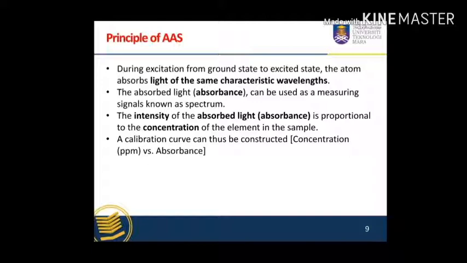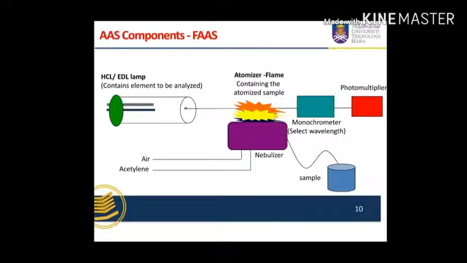For example, we want to measure the concentration of plumbum in water. The metal vapor from the plumbum absorbs the plumbum light and produces an intensity of absorbance equal to the concentration of plumbum in water. So by using a standard solution, we can construct a calibration curve. Then the unknown sample can be analyzed based on the calibration curve. This is the component of AAS.